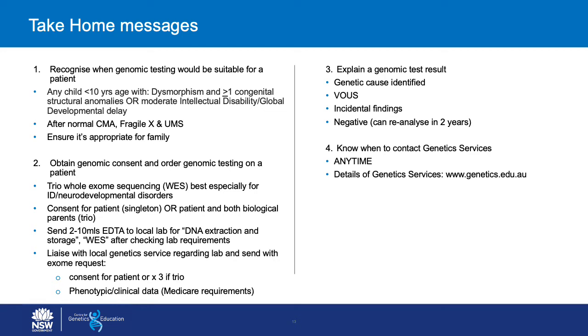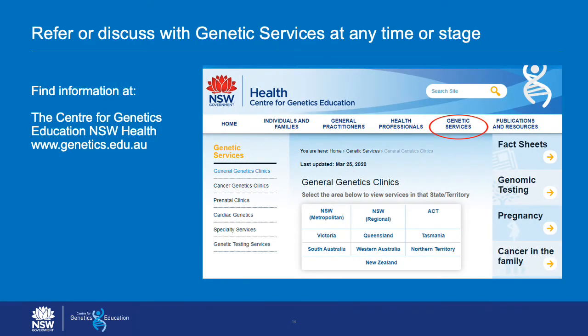Fourthly, knowing when to contact your local genetic service. They can be contacted at any time. Details for contact are at www.genetics.edu.au. We've looked at the genomic testing pathway, and as mentioned, it is important to know you can refer or discuss with genetics at any stage.